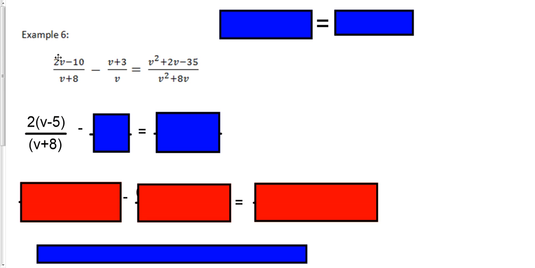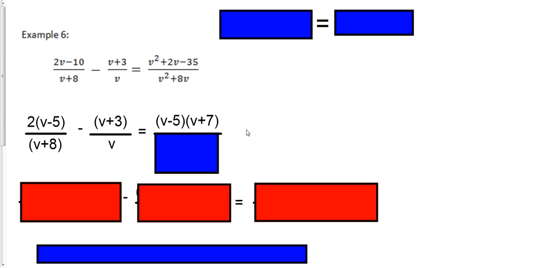This first one, v plus 8 on bottom, is already one factor. On the top, though, we can factor out a 2, so it's 2 times v minus 5. On this one, again, those are both already single factors. V plus 3 is 1, and v is its own thing. On this one, v squared plus 2v minus 35, we'll use the AC method to find that that's v minus 5 times v plus 7.